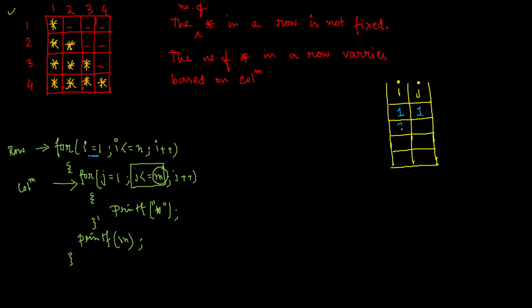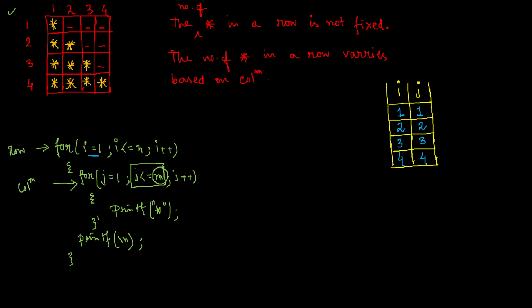When i equals 2, how many times should j run again? Tell me. This is 2 times because 2 stars are there, right? So 2. When i equals 3, the third row, the for loop for j should run 3 times so that 3 stars can be printed. And when i equals 4, j should run 4 times, right? So we have done this.